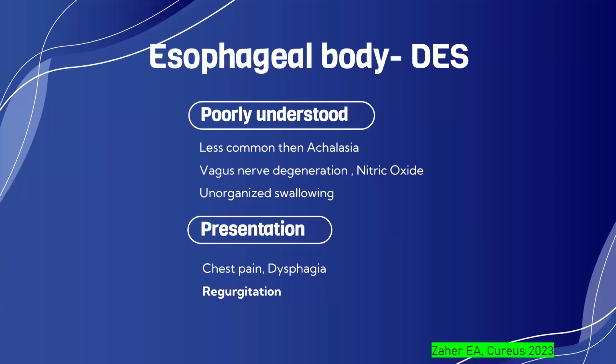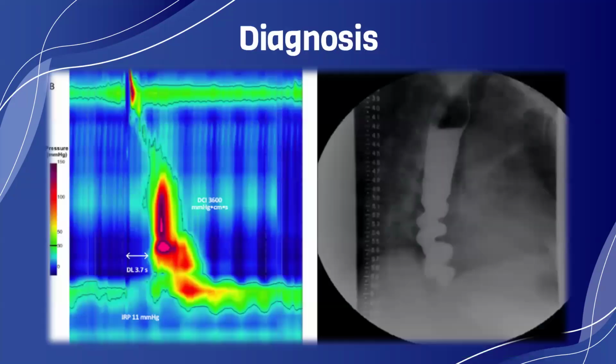Mostly patients will present with dysphagia followed by chest pain. Other symptoms may include regurgitation, heartburn, chronic weight loss, nausea and vomiting. High resolution manometry is the gold standard for the diagnosis of distal esophageal spasm.